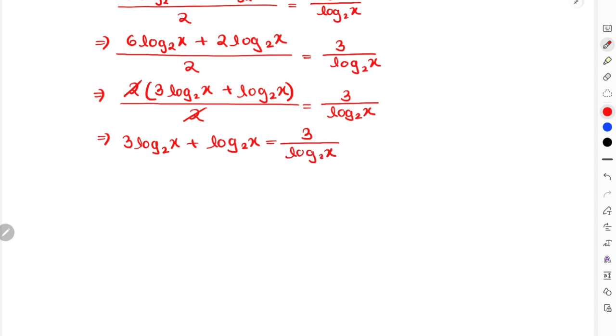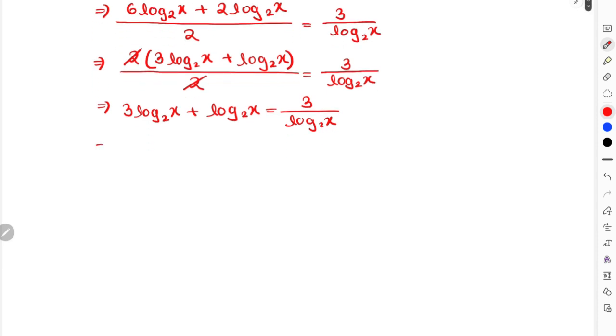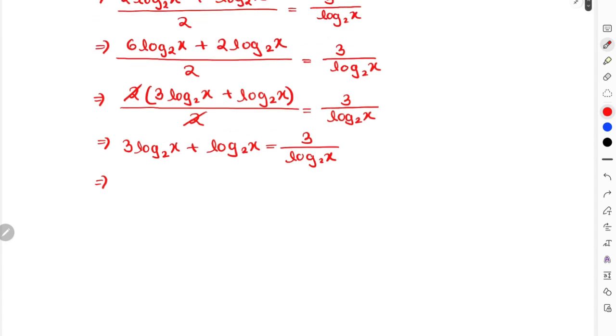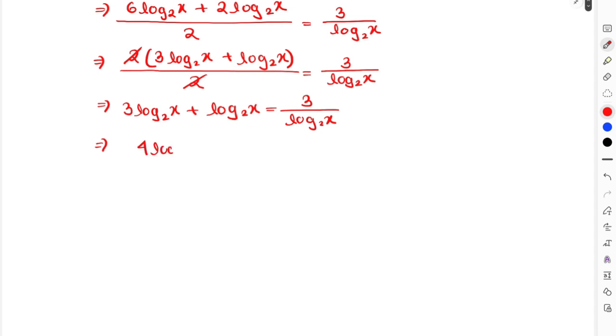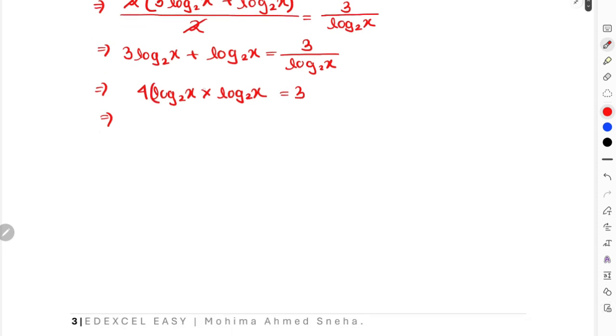You can take that log base 2x from the right hand side to the left hand side, and now you have 3 log base 2x and 1 log base 2x. This turns out to be 4 log base 2x, right? So you have log base 2x multiplied with log base 2x, because you took this one to the left hand side. This is equal to 3. So now you have basically 4 log base 2x whole square, right? Because these two things are similar. When similar things are multiplied, obviously you're going to get that number as a square. So now you have log base 2x whole square equals 3 over 4.